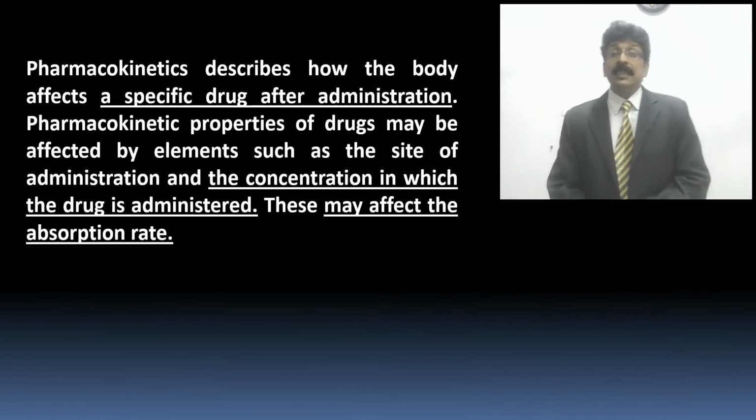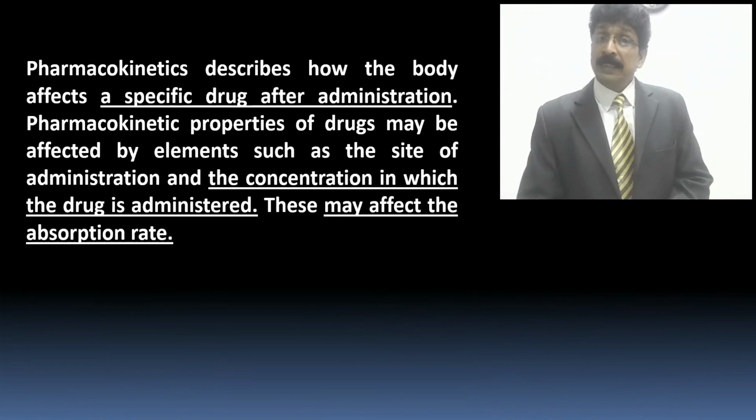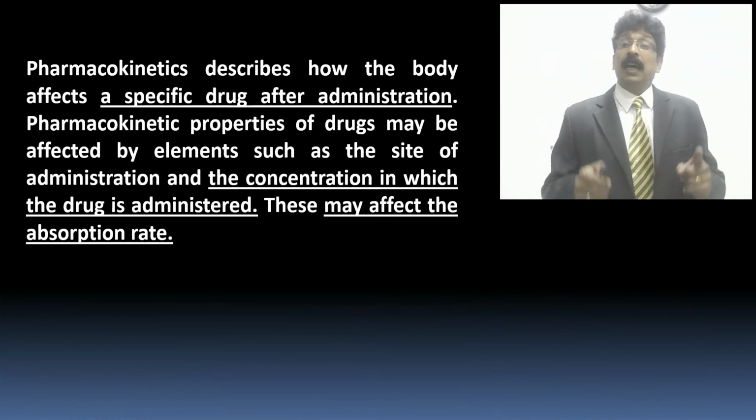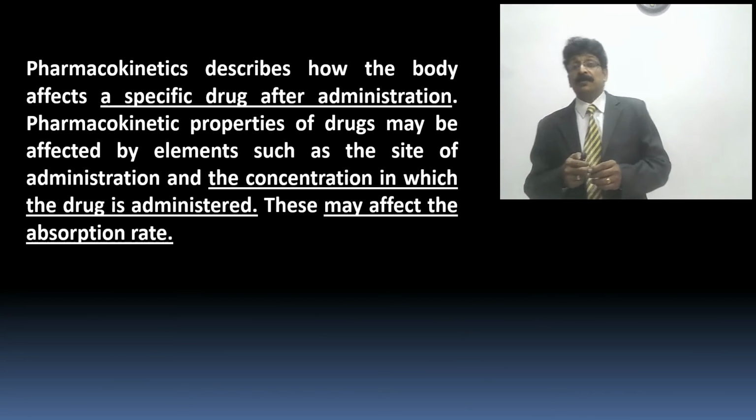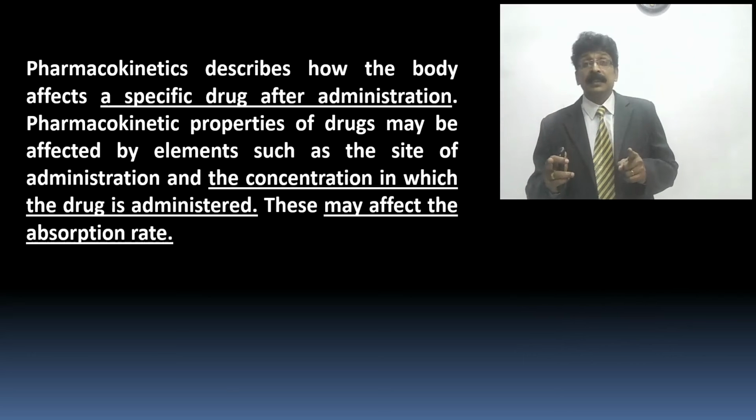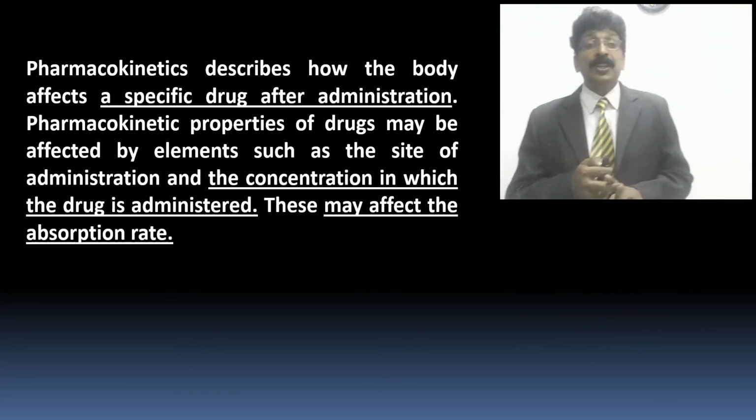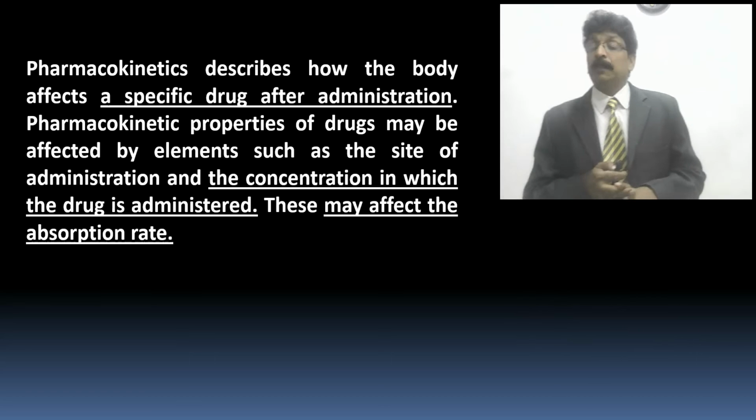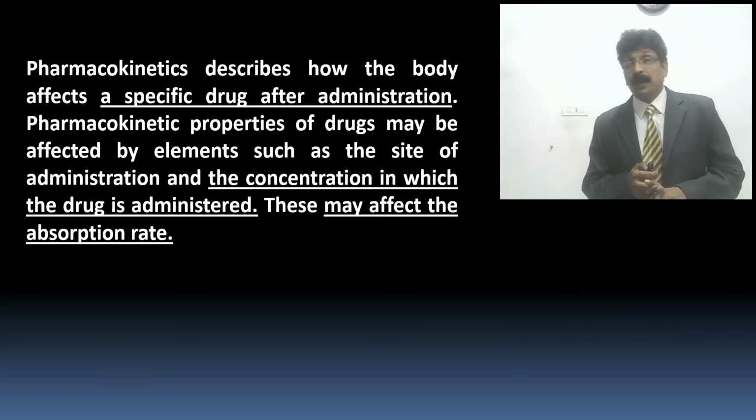Pharmacokinetics describes how the body affects a specific drug after administration. Pharmacokinetic properties of a drug may be affected by elements such as the site of administration, and the concentration in which the drug is administered plays a major role. These may affect the absorption rate.